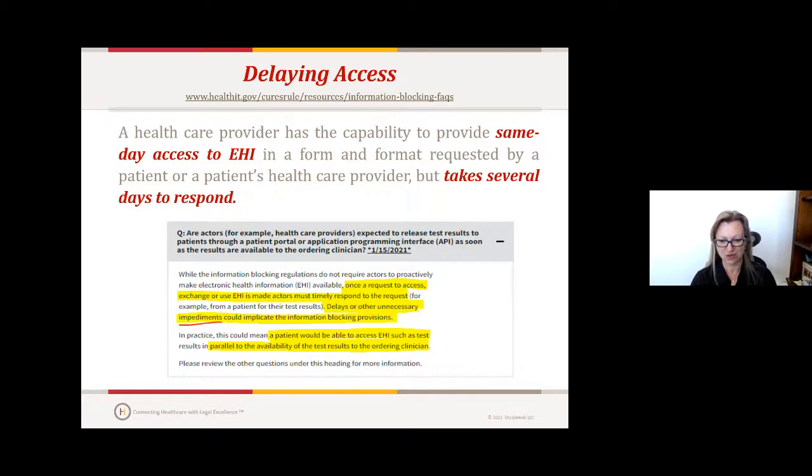Okay, so I said you don't have to proactively push it, but once a request to access or exchange the EHI is made, the actor provider must timely respond to the request, for example, for a patient for the test results, and delays or other unnecessary impediments could implicate the information blocking provisions. In practice, this could mean that a patient should be able to access EHI, such as a test result, in parallel to the availability of test results to the ordering clinician. So here we go, again causing a lot of debate and discussion regarding, so what does that mean?